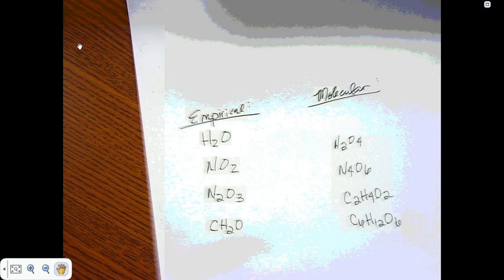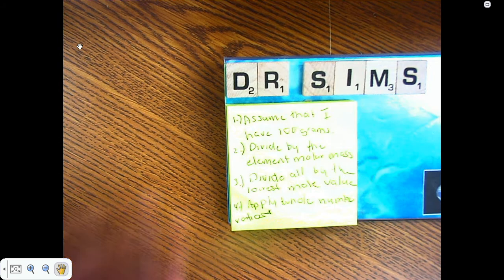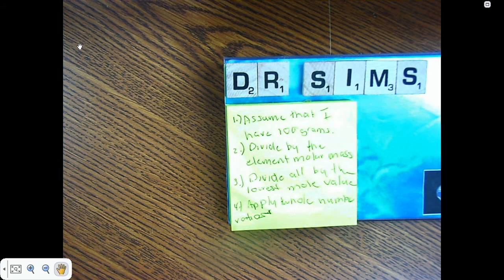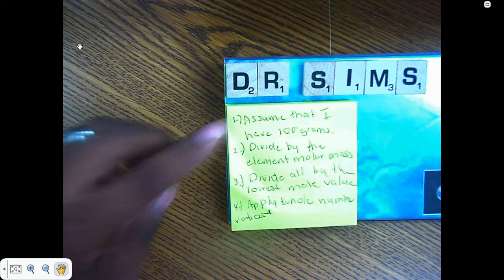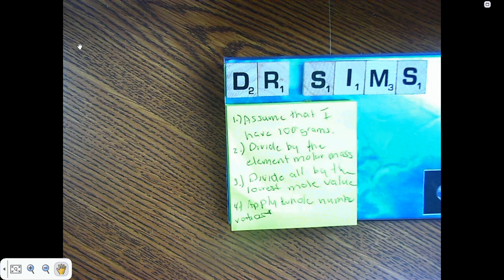Now, I took a minute to jot down a few notes about empirical formula when I'm solving. For me, when I'm given a percentage for an empirical formula question, I usually assume that I have 100 grams of substance. You don't have to always assume that. Sometimes the grams are actually given to begin with, and all you have to do is proceed to step 2.